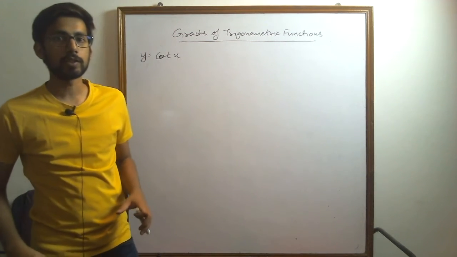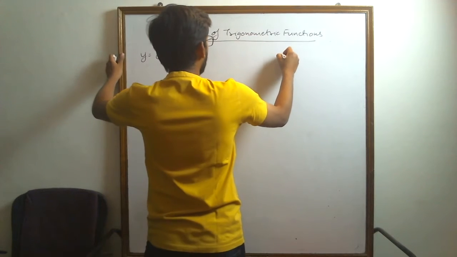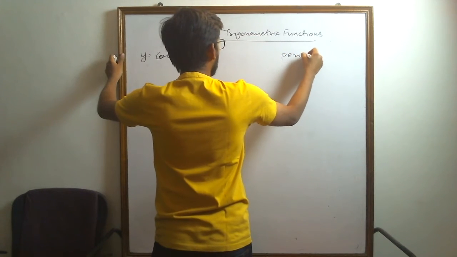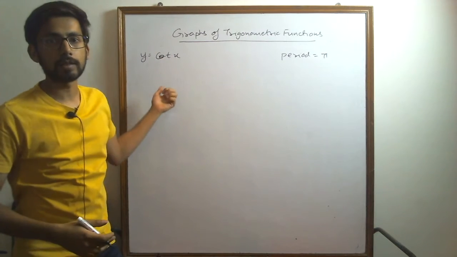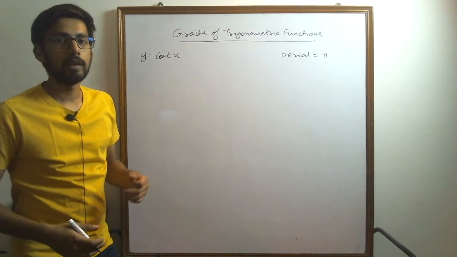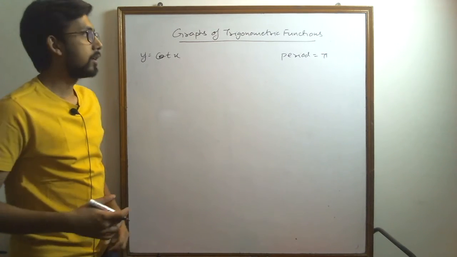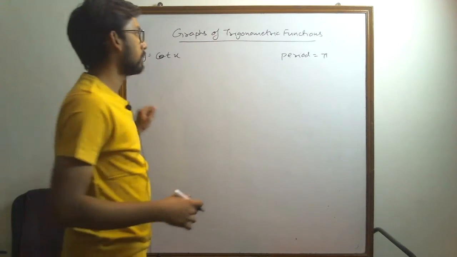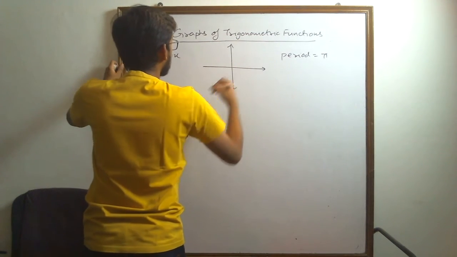Right, so the next function is y is equal to cot x. The period of y is equal to cot x is pi, which is the same as period of tan x. Since cot x is 1 upon tan x, whenever values of tan repeat, values of cot will also repeat. So the period becomes pi, that is same as tan. Let's look at the coordinate plane for cot x.